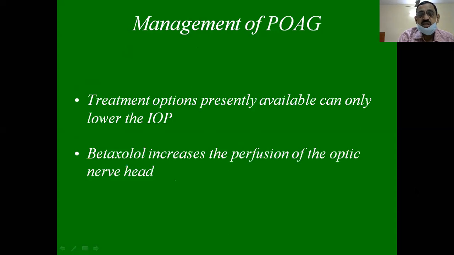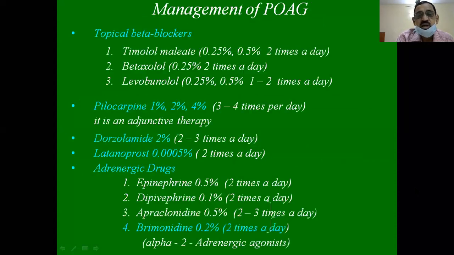Treatment options presently available can only lower the IOP, but they are not going to alter the glaucomatous damage which has already occurred. Betaxolol is another drug which increases the perfusion of the optic nerve head, and it is useful in normotensive glaucomas. Nerve protection by certain drugs like brimonidine is still under experimental stage. No conclusive evidence is there. These are various drugs, and usually we start the patient nowadays with latanoprost.